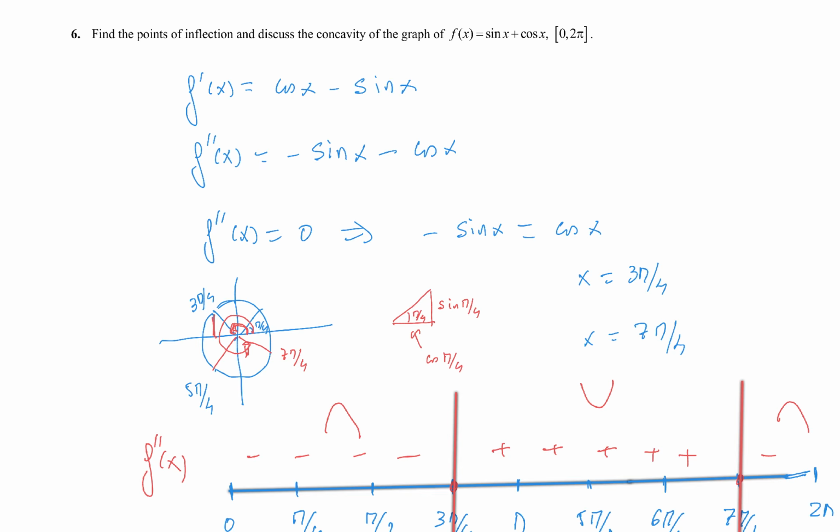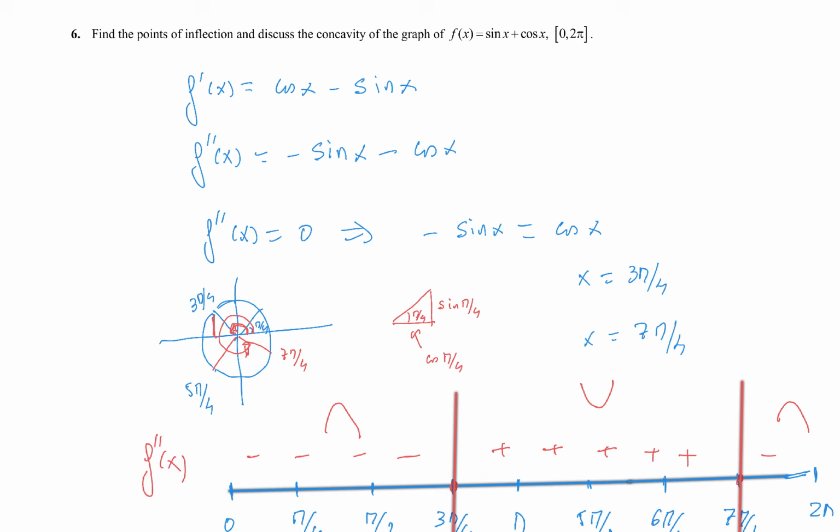When the second derivative is 0, minus sine of x is equal to cosine of x. When this happens, the cosine of x has the same value as sine of x but negative. This happens in the fourth quadrant and in the second quadrant, when x equals 3 pi divided by 4 and 7 pi divided by 4.